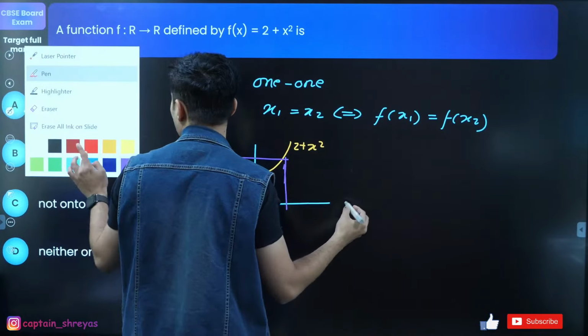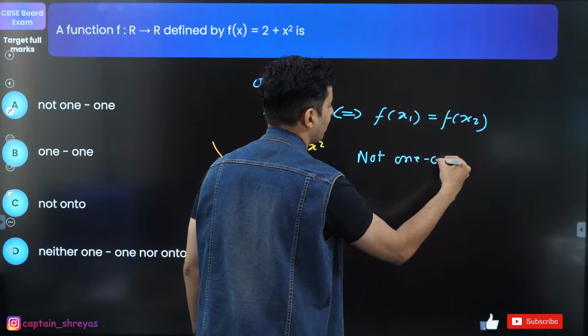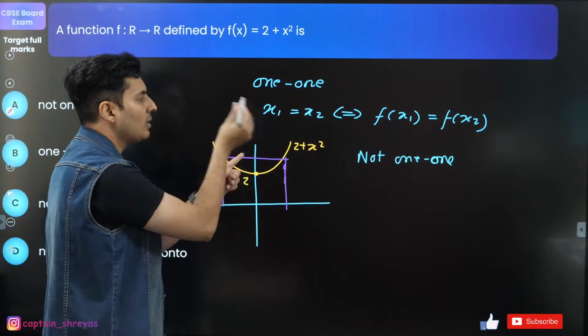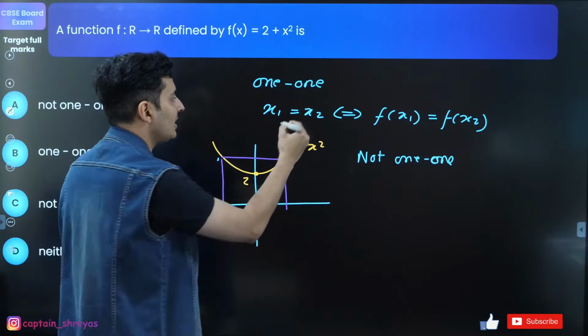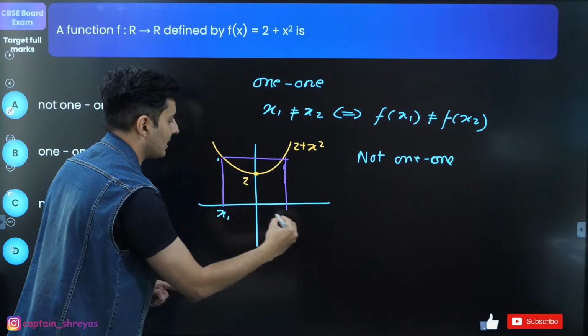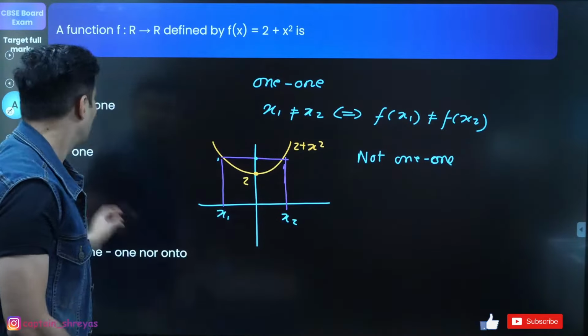So definitely not one-one. Because for two values of x, you are getting the same value of the function. That is not supposed to happen. Because if this is not equal, then this should also not be equal. You can see here, this is x1, this is x2. They are two different values, so I should get two different values of f of x. Not happening.